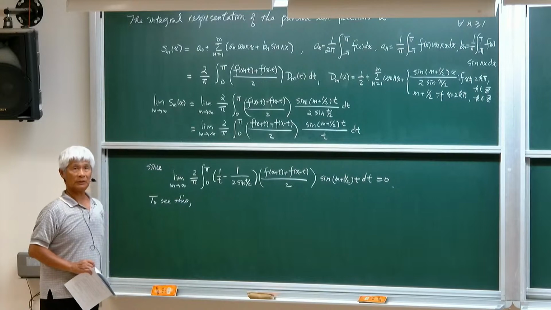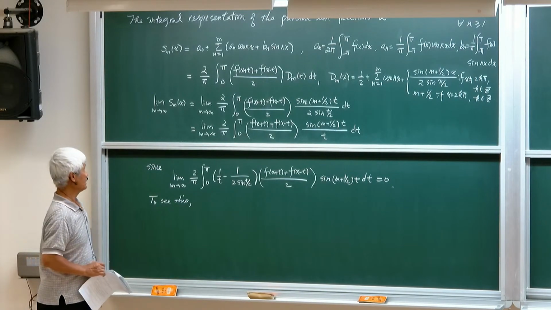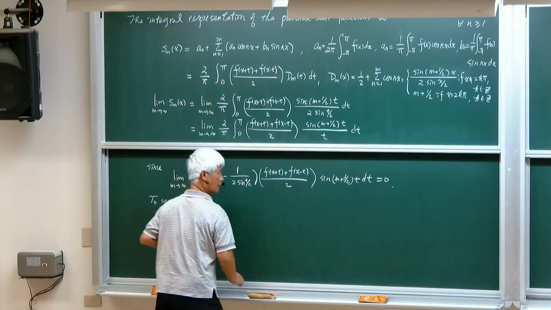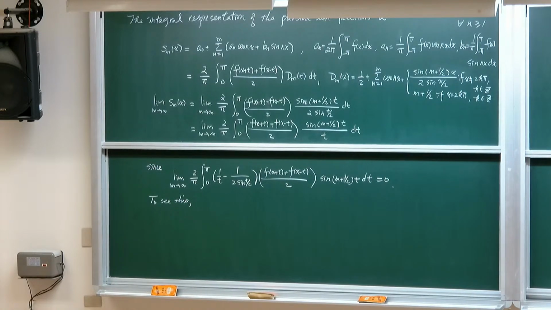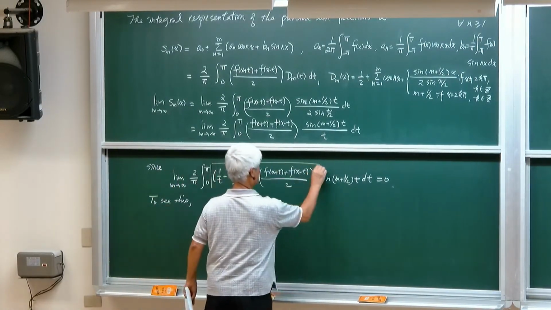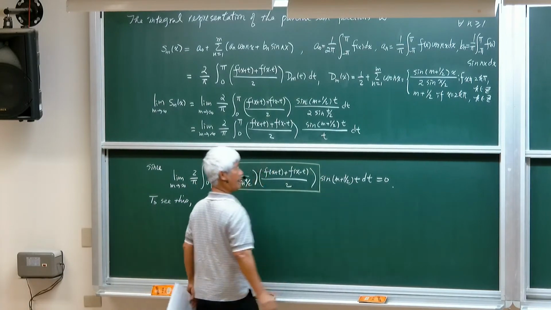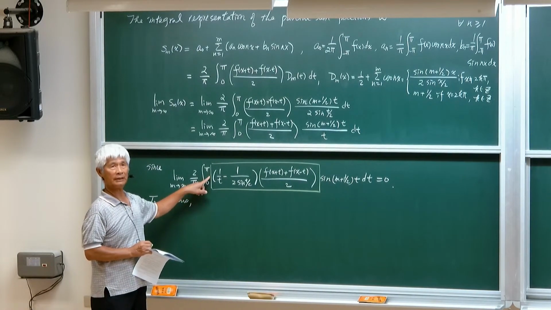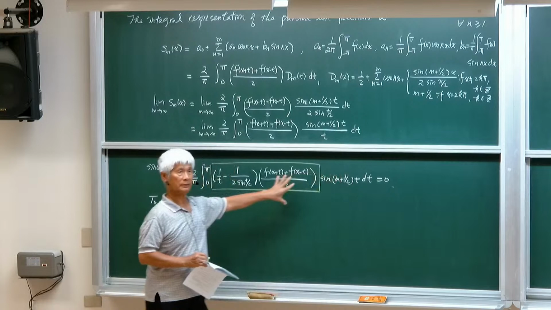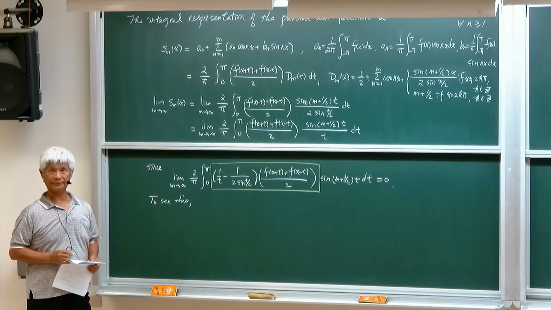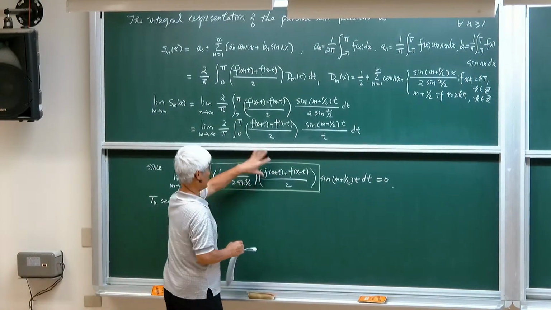As we have learned, remember the Riemann-Lebesgue lemma, if we can show that this function is absolutely integrable over the interval from 0 to pi, then of course this limit goes to 0, by the Riemann-Lebesgue lemma. Okay, so we have to show this one.